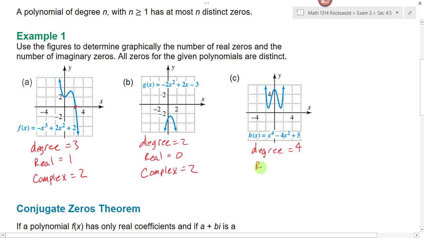How many real zeros do we have? We don't have any real zeros because this graph doesn't cross the x-axis. So how many complex zeros do we have? We have to have a total of 4 complex zeros because the fundamental theorem of algebra says that we have to have the same number of zeros as we have the degree in the polynomial. So since there's no real zeros, we have to have 4 complex zeros.